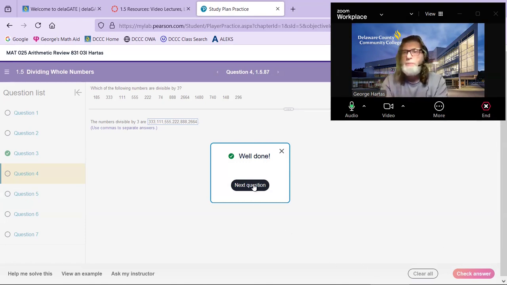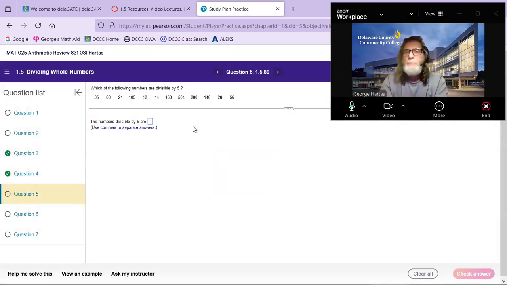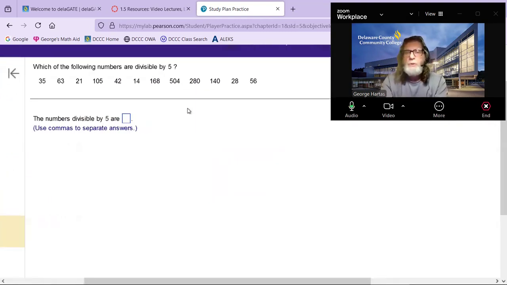Let's go to the next number, which is the number 5. Now recall for the number 5, a number is divisible by 5 if its ones place value, the ones digit, is 0 or 5. So this is going to be an easier one. 3 and 9 are the harder ones because we have to add digits. The other 3 numbers, 2, 5, and 10, are pretty easy.